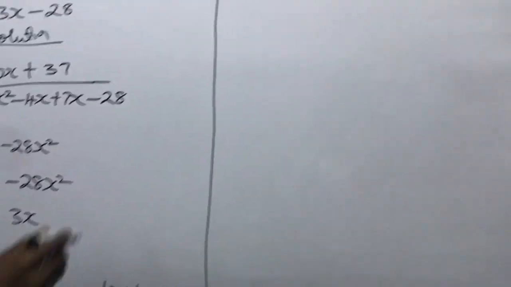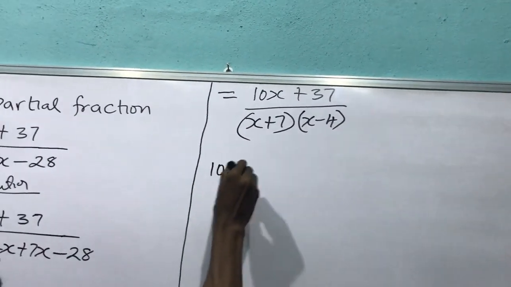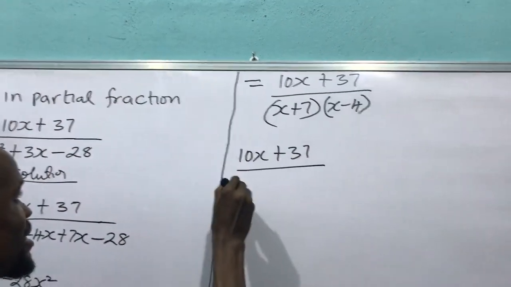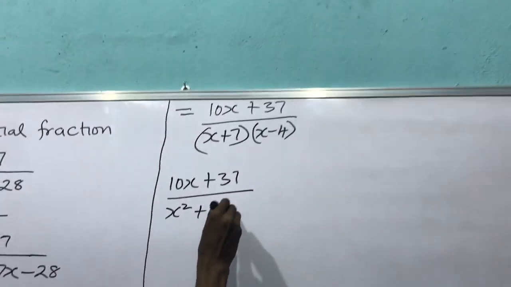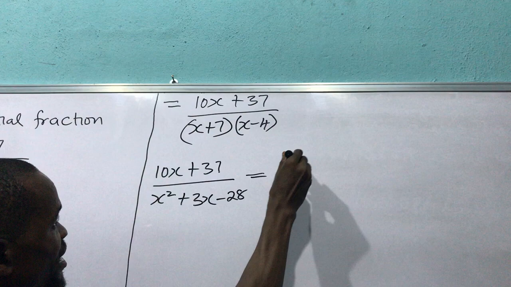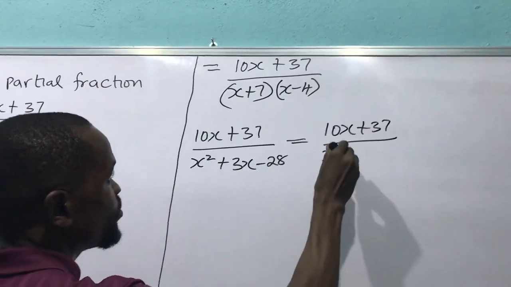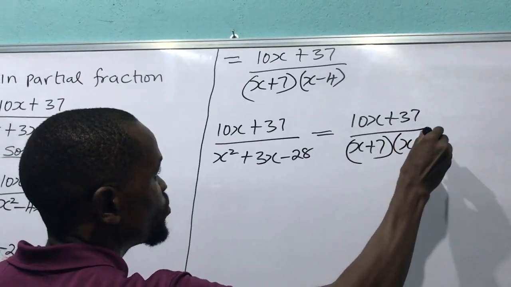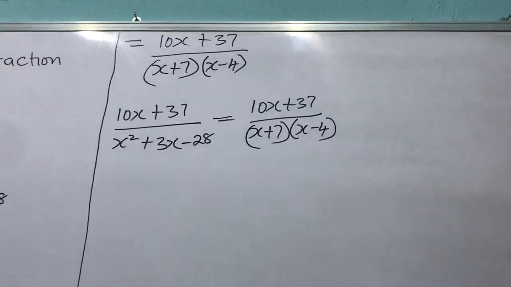Then what does it mean? It means that (10x + 37) all over x squared plus 3x minus 28 is produced by (10x + 37) all over x plus 7 into x minus 4. This is what gives us this. You see that?